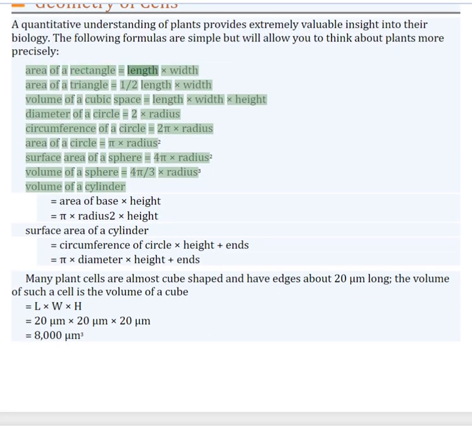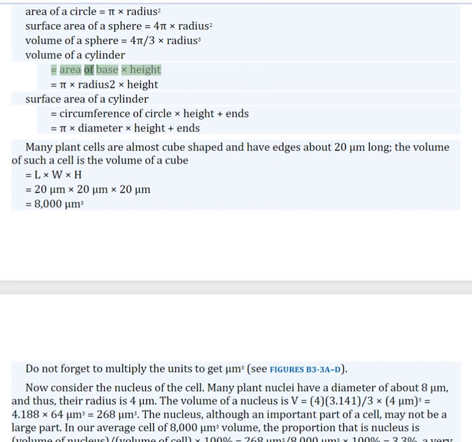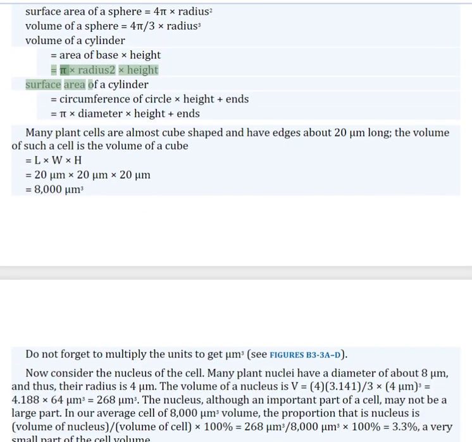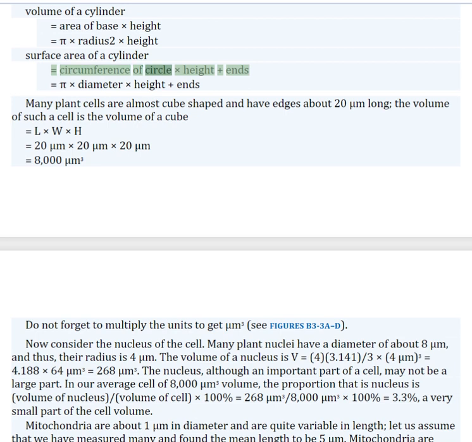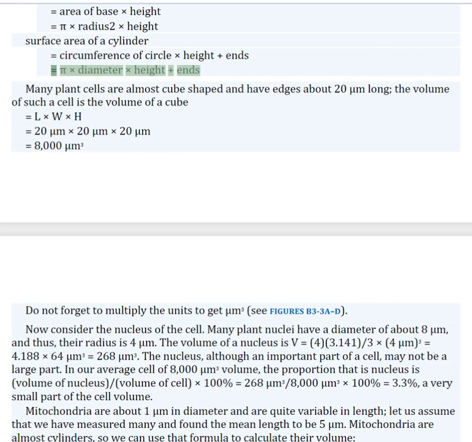Area of a rectangle equals length × width. Area of a triangle equals 1/2 × length × width. Volume of a cubic space equals length × width × height. Diameter of a circle equals 2 × radius. Circumference of a circle equals 2 pi × radius. Area of a circle equals pi × radius squared. Surface area of a sphere equals 4 pi × radius squared. Volume of a sphere equals 4/3 pi × radius cubed. Volume of a cylinder equals area of base × height equals pi × radius squared × height. Surface area of a cylinder equals circumference of circle × height plus ends equals pi × diameter × height plus ends.